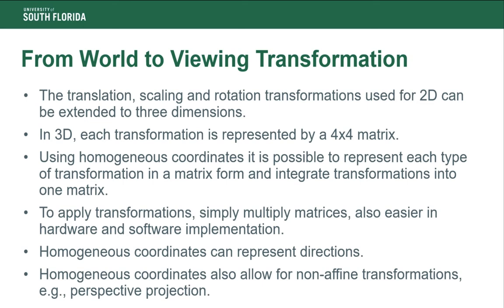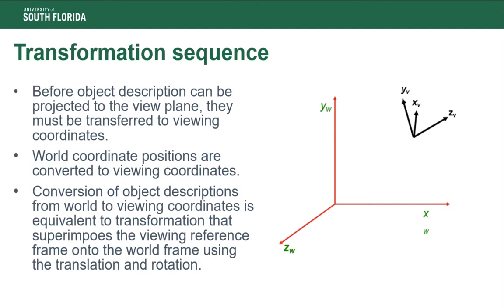Homogeneous coordinates can represent directions. Homogeneous coordinates also allow for non-affine transformations, like perspective projection. So in the transformation sequence, before object descriptions can be projected to the view plane, they must be transformed to viewing coordinates. World coordinate positions are converted to viewing coordinates.